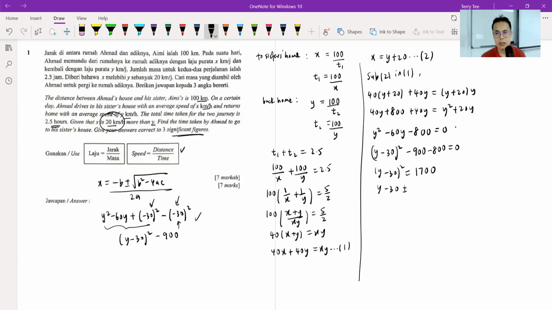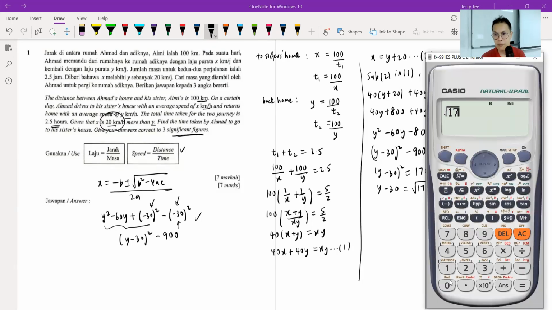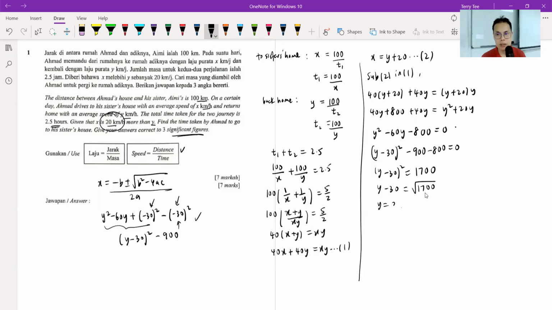Now here we don't have to put plus minus because we know it's going to be positive. So let's do 1,700. Now you can actually put 10 root 17, when you square root 1,700, right? Or root 1,700 is just 10 root 17. You can write that if you want. And if I bring this over, y is 30 plus minus. Okay, sorry, forget about the minus, just the plus, because if you minus, it's going to be negative, right? So we put root 1,700.